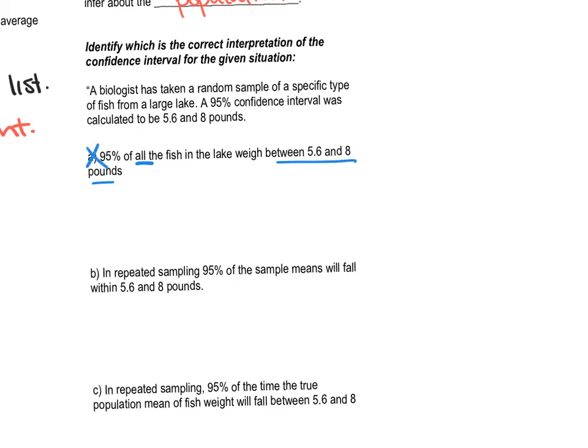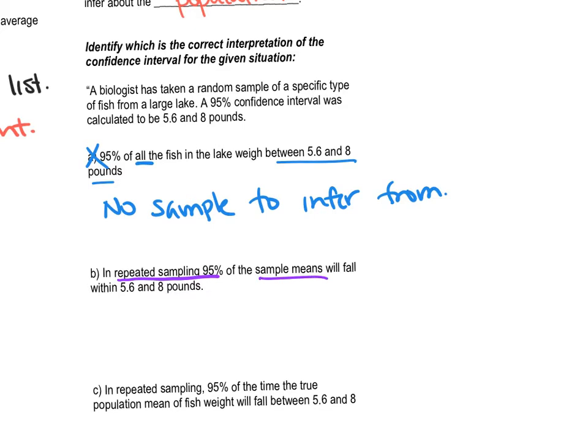So A is wrong because there is no sample to infer from. We're not speaking about the sample at all. We went straight to the population. Look at B. In repeated sampling, notice I'm talking about sampling. 95% of the sample means, again another sample, will fall within 5.6 and 8 pounds. Well, what's wrong with that? In this particular problem, we've never talked about the population. There's no mention of the population, so B is also wrong.